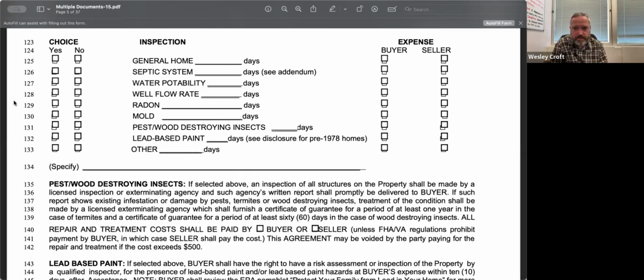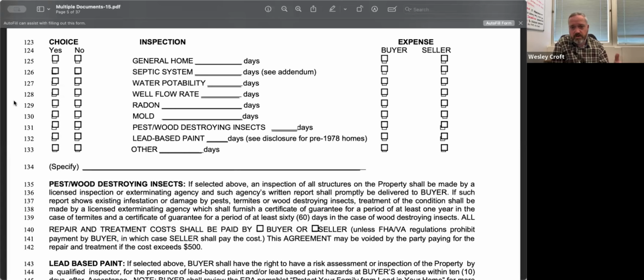Mold. If you want to have the property inspected for mold, if you maybe see some evidence somewhere, or have a musty smell, if your buyer wants to have that done, you can certainly have that done. Pest or wood destroying insects, so this would be termites. Lead-based paint, if you want to have the home inspected for lead-based paint. And then other.